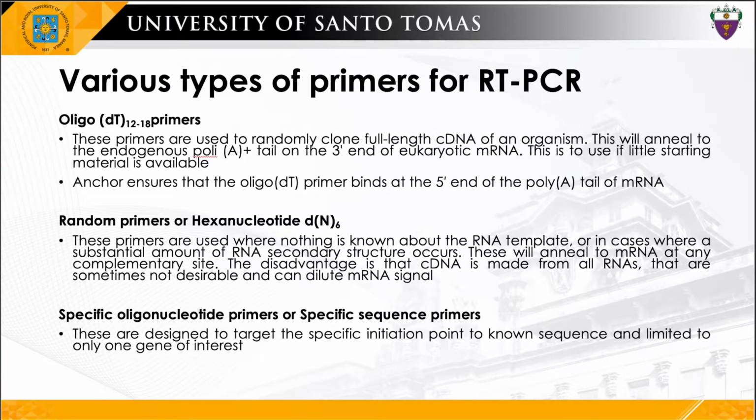So the third type are specific oligonucleotide primers, or specific sequence primers. These kinds of primers attach only to the region of the template's genetic code complementary to their own and begin replicating in the 5' to 3' direction. These types of primers are usually the ones that we use in what you call a one-step RT-PCR, which I will show to you later. So those have a specific initiation point on known sequences, and are very limited to one gene of interest. Okay, so those are the various types of primers.